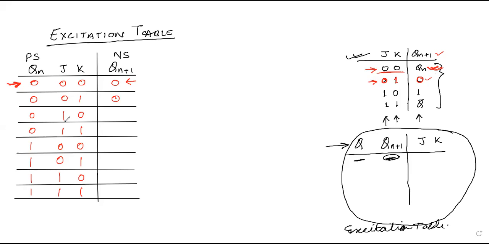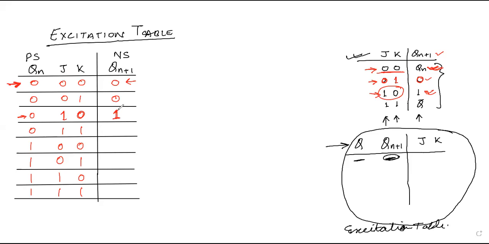In the next case, we have J equal to 1 and K equal to 0. What will be the output in this case? Always 1, sir. So for 1 0 the next state will always be equal to 1, whatever the present state. The present state here is 0, but if J is 1 and K is 0, then we will get 1.